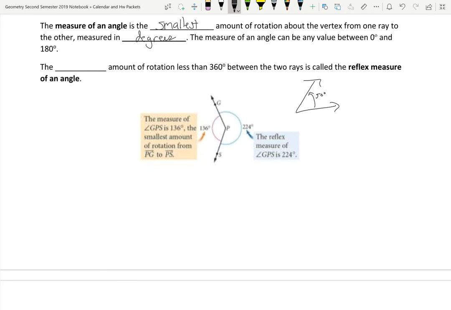But what about this distance right here? What's that angle going to be called? Well, that's going to be the largest amount of rotation possible. And we're going to refer to that as the reflex measure of the angle. And so we can see here that this distance there, that degree measure is 136, and the other degree measure is 224. And this 224 is the reflex measure, and 136 is the measure of that angle.